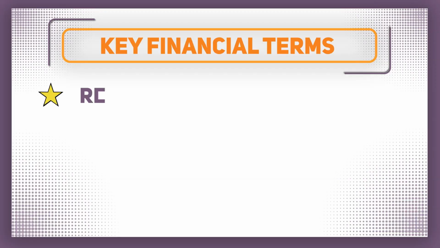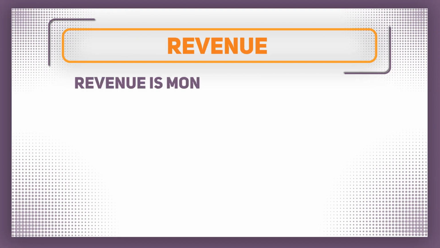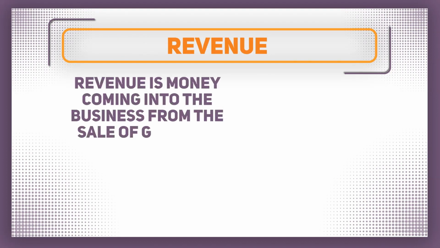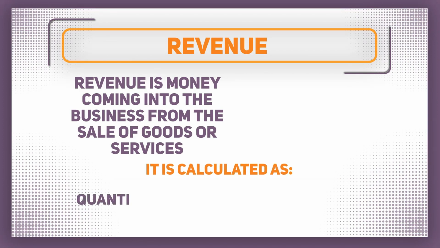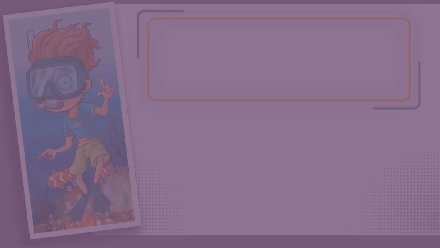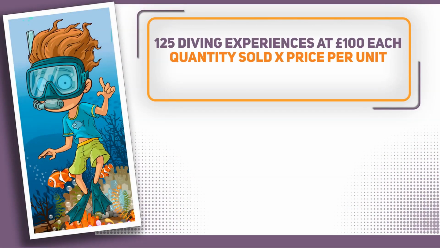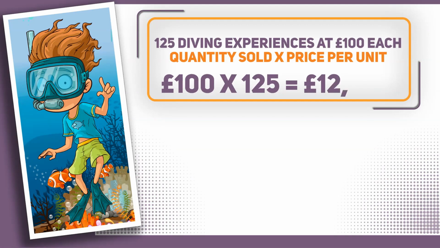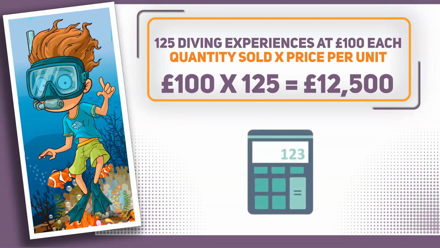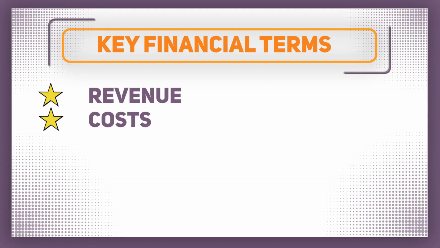Let's start by looking at revenue. Revenue is money coming into the business from the sale of goods or services. It is calculated as quantity sold multiplied by the price per unit. This month, Josh has sold 125 diving experiences at £100 each. So his revenue for the month is £100 times 125, which equals £12,500.